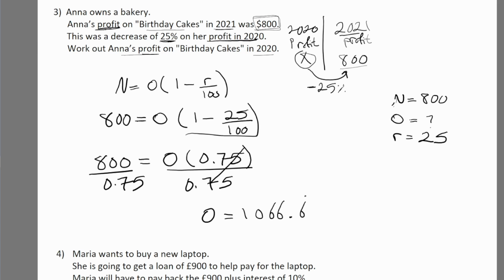1066.6 recurring. So we're just going to round this to 3 significant figures. So this is first significant, second, and this is the third. And this will become 7. This is 0. So $1,070. This is the profit in 2020.